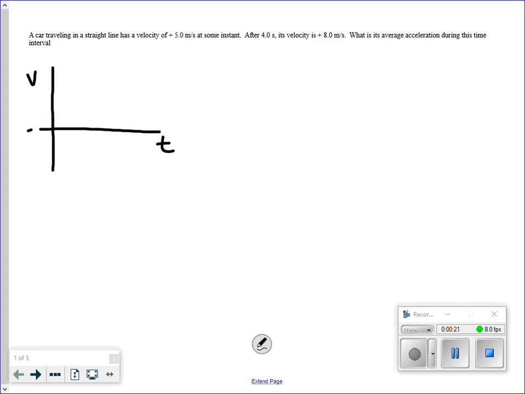Car traveling in a straight line has a velocity of, okay, this right here is going to tell me my initial velocity, right? That's my initial velocity. There's the amount of time that's going to elapse. I should be starting at a time of 0. And then as you can see here, I have a velocity of 8 meters per second. So that's going to be my final velocity. And I'm looking, as you can tell, for my acceleration during the time interval.